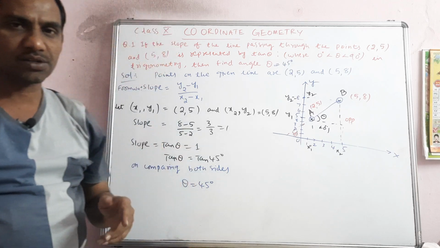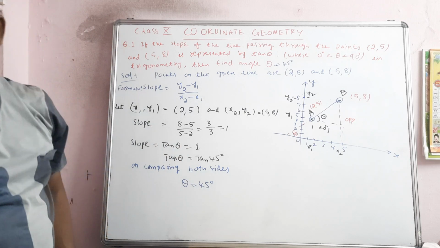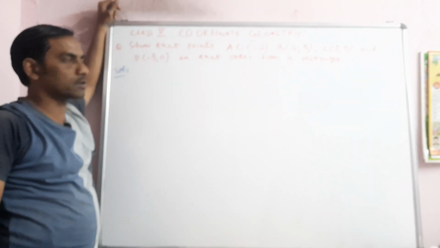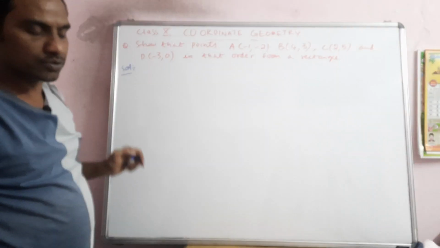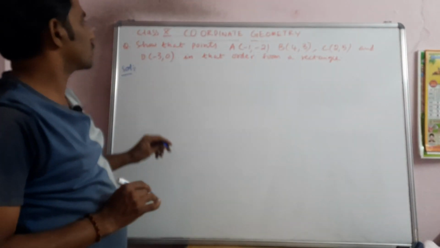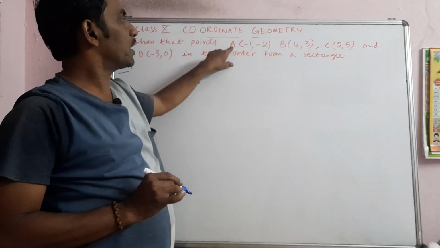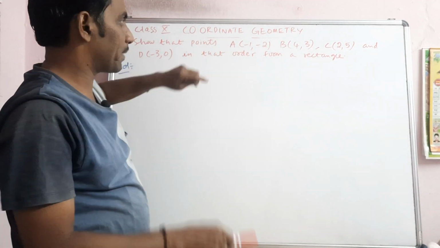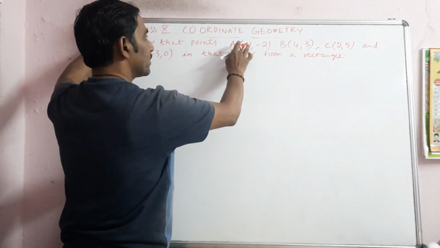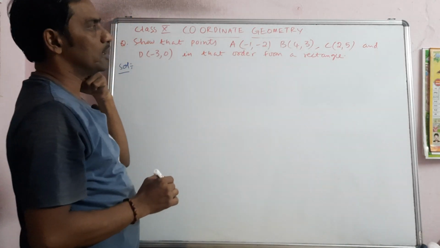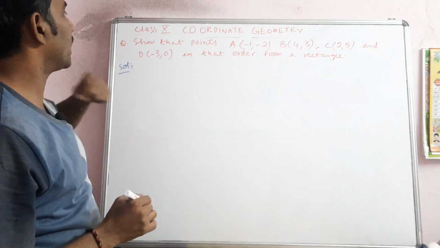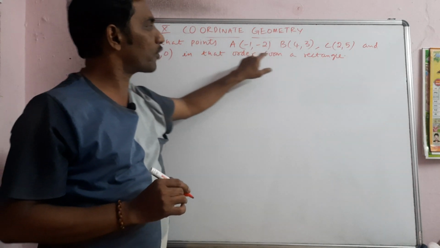So that question also I will write. Now we'll go through another long answer question, students. Show that the points A(-1, -2), B(4, 3), C(2, 5) and D(-3, 0), in that order, form a rectangle.